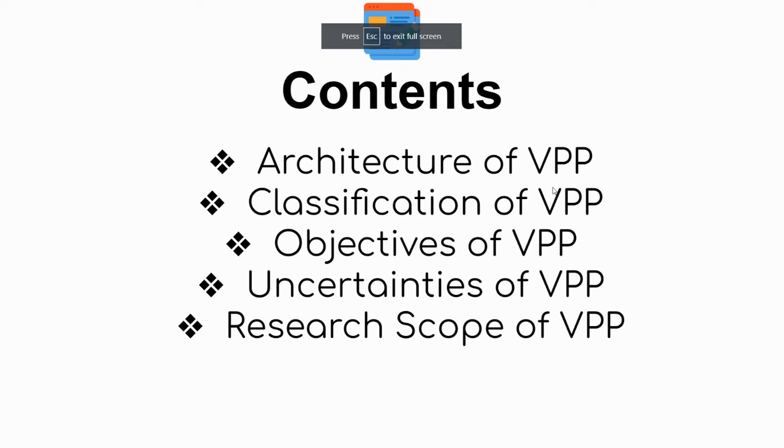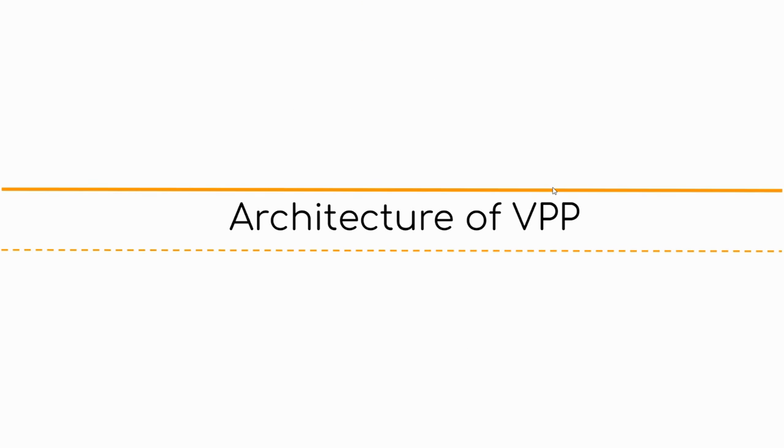So basically, these are the contents of today's video. First, we'll see a brief overview of the architecture of the VPP, followed by the classification of the VPP. Then we will see the objectives of the VPP. Then the effect of uncertainties on the operation of VPP, and then at last there will be some research scope.